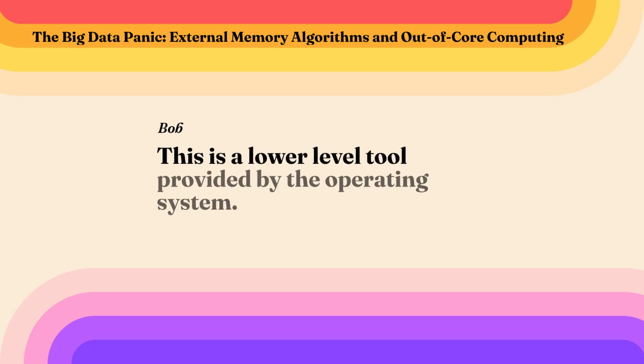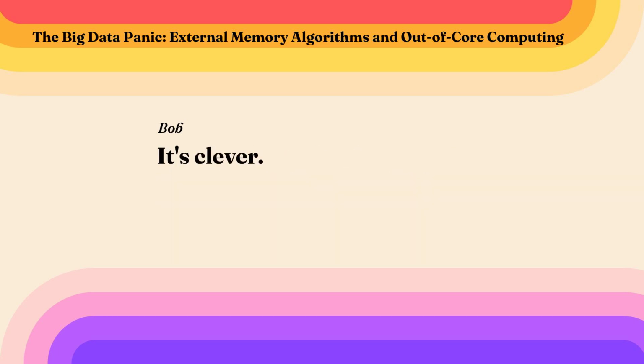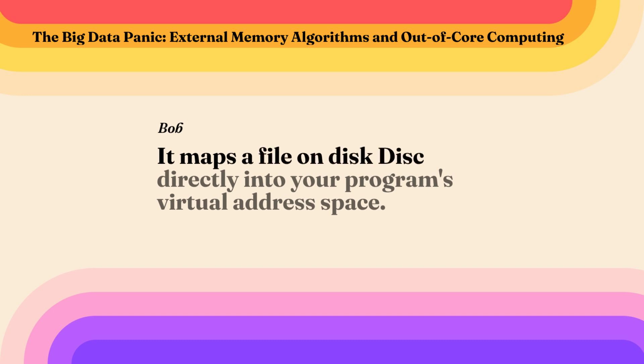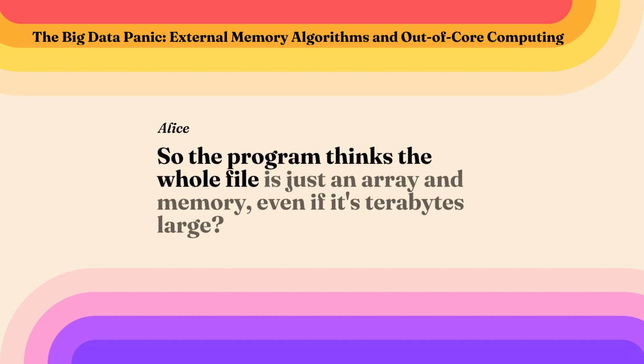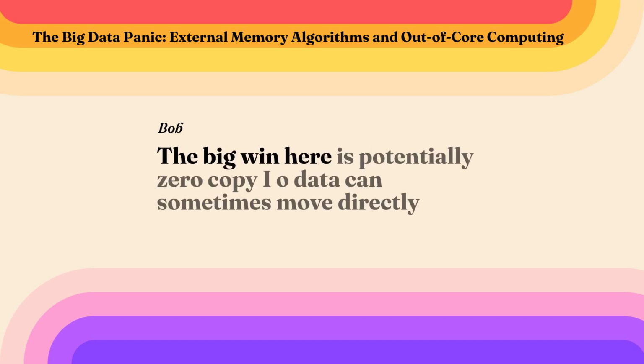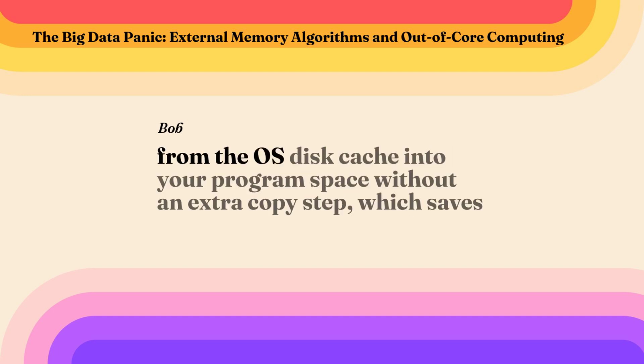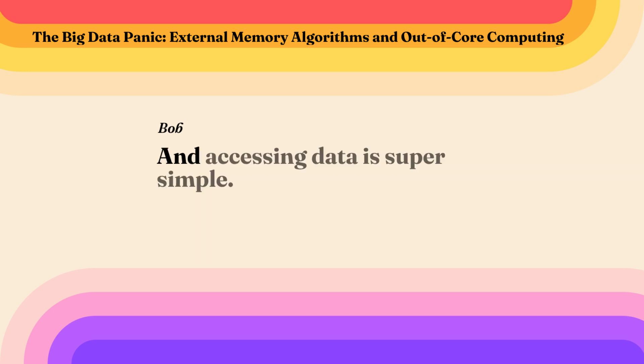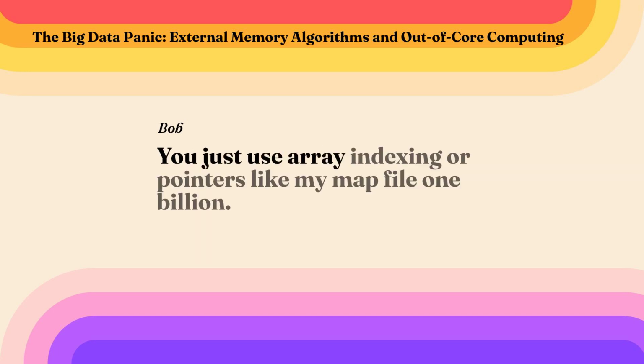This is a lower level tool provided by the operating system. It's clever. It maps a file on disk directly into your program's virtual address space. So the program thinks the whole file is just an array in memory, even if it's terabytes large. Pretty much, yeah. From the code's perspective, it looks like one giant array. The big win here is potentially zero copy I/O. Data can sometimes move directly from the OS's disk cache into your program space without an extra copy step, which saves time. And accessing data is super simple. You just use array indexing or pointers, like mmap_file[1 billion].